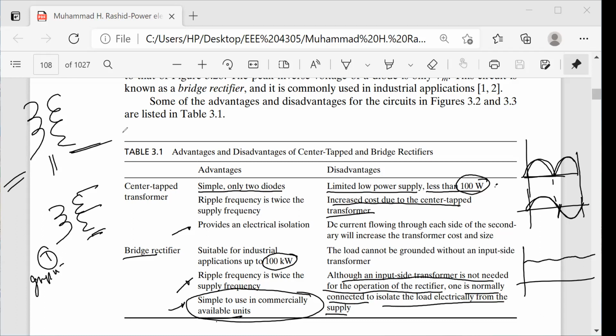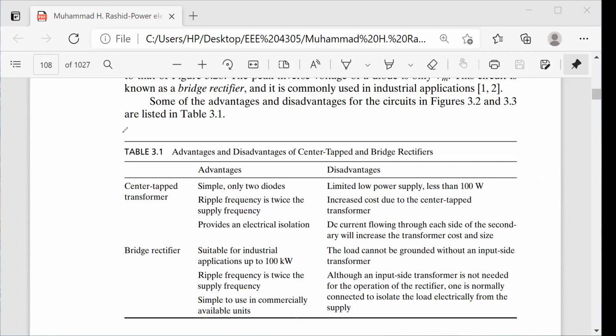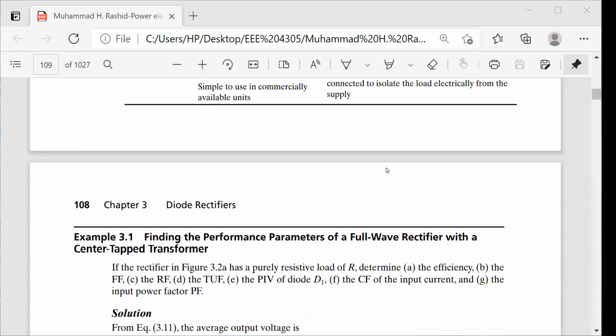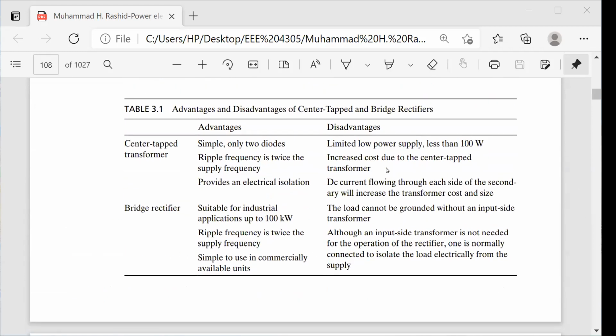I have another question, sir. If ripple is actually bad, then why is it written in the advantages? I mean, in the advantages, ripple frequency is twice the supply frequency. But what is the advantage actually? Actually, it is not an advantage. It should not be listed as an advantage. Rather, it is a characteristic.